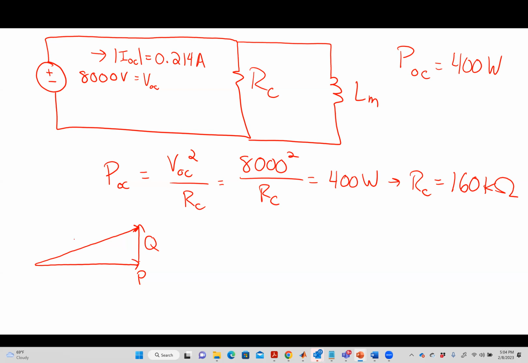Here's the magnitude of S. Not S, but the magnitude of S. What's the magnitude of S? So 8,000 times 0.214 is what it is. Not necessarily that 20 kVA.